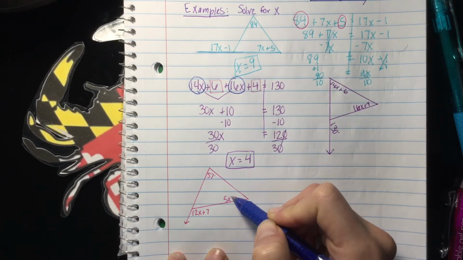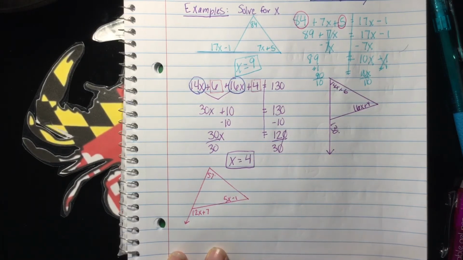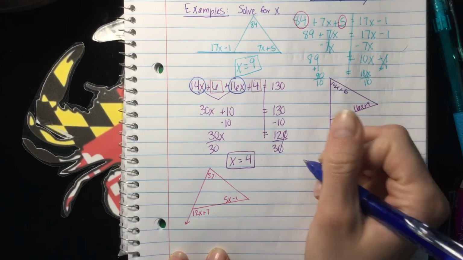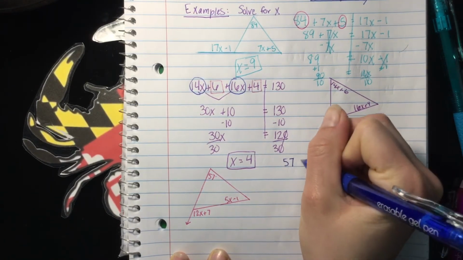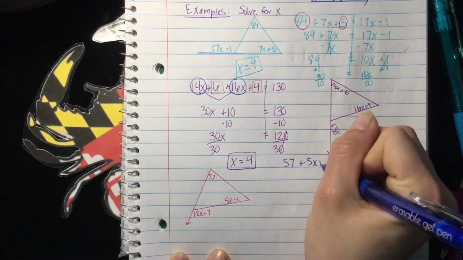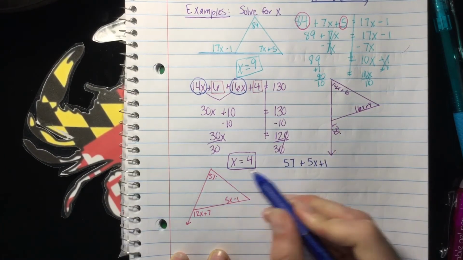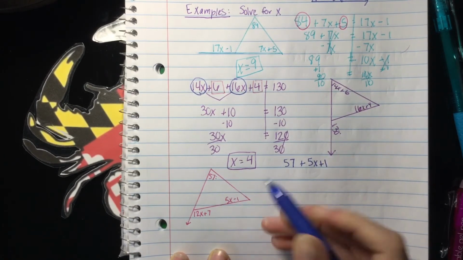Okay, so I've got two interior angles that are remote, and so when I add them up, they're going to equal the exterior. So I'm going to try to give myself as much space as I can. So 57 plus 5x plus 1, 57, 5x, minus 1.